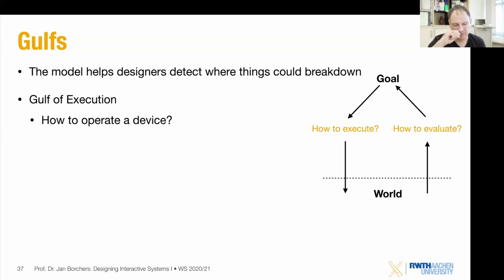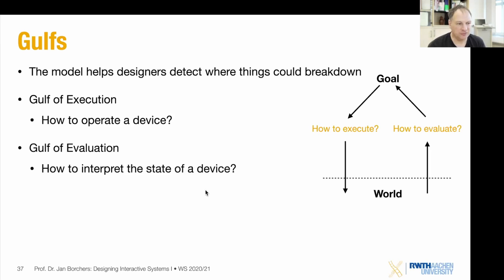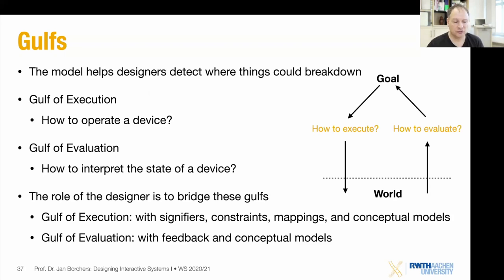The first, gulf of execution, means I somehow fail in getting from my goal here through the execution path to my change of my environment. The gulf of evaluation, on the other hand, means that somehow between what changed in the world and how I perceived, interpreted, and compared it, I failed to get back to a meaningful outcome to determine whether I've now completed my goal or not. So it's the question of how do I interpret this state of the device, or how do I even perceive it, or how do I compare it to my goal? So the role of us as designers is to bridge these gulfs, to make sure they don't occur in usage.